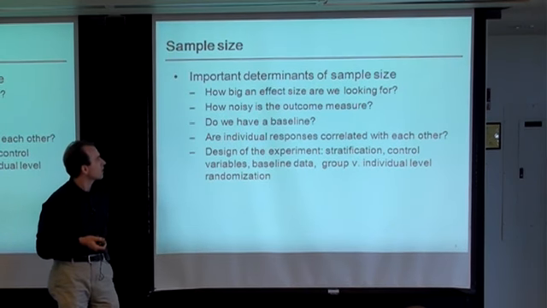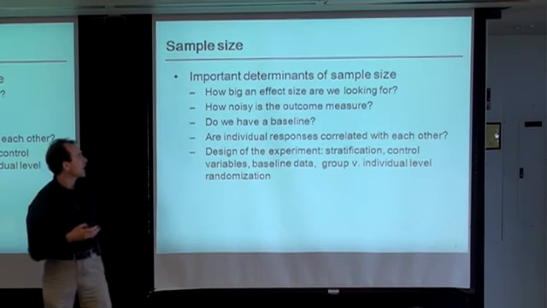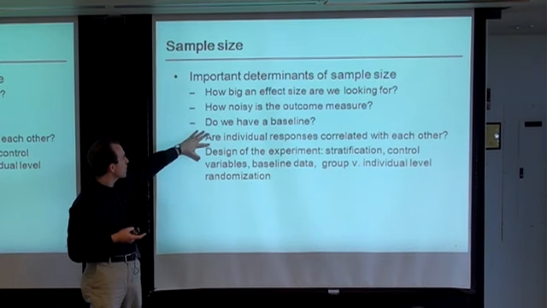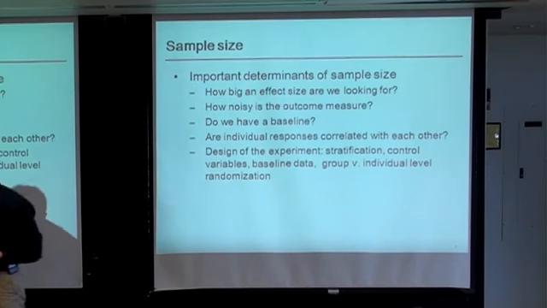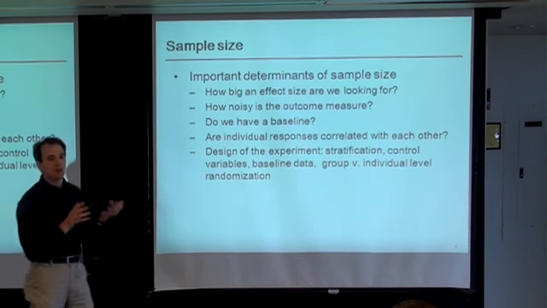Other factors that we're going to talk about are whether we do a baseline survey before we start, because a baseline can help us reduce the noise in some sense. We're also going to talk about whether individual responses are correlated with each other. For example, if we were to randomize a whole group of people into a given treatment, that group might be similar in lots of other respects.